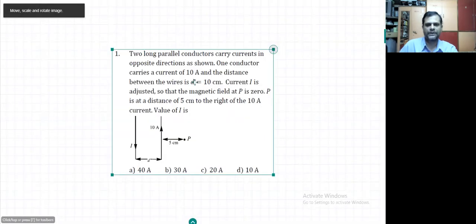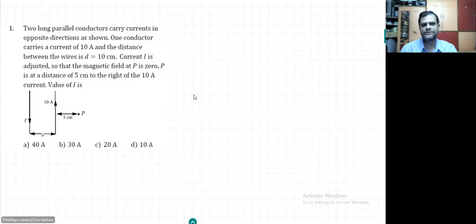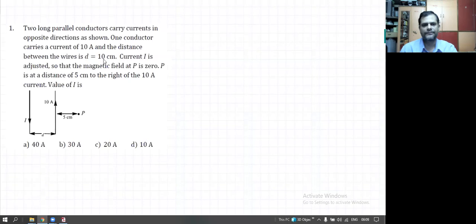Okay, just read the question carefully. Two parallel conductors carry the currents in opposite directions as shown in this figure. One conductor carries the current of 10 ampere and the distance between the wires is 10 centimeter. The current I is adjusted so that the magnetic field at point P is zero. The point P is at a distance of 5 centimeter to the right of this 10 ampere current. Then what is the value of I?